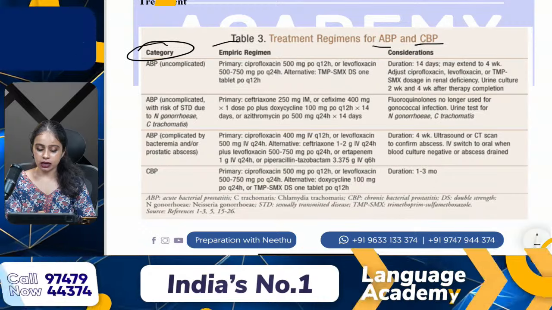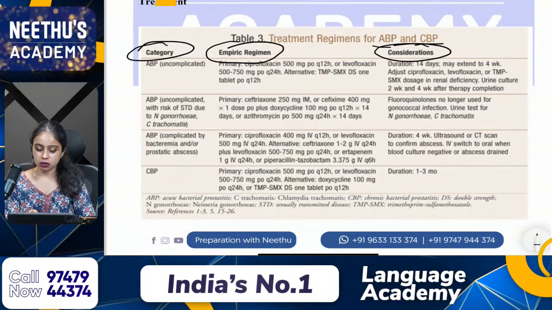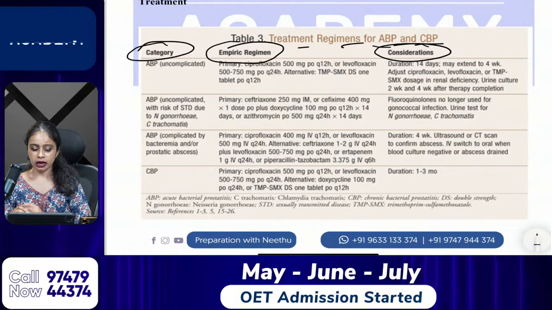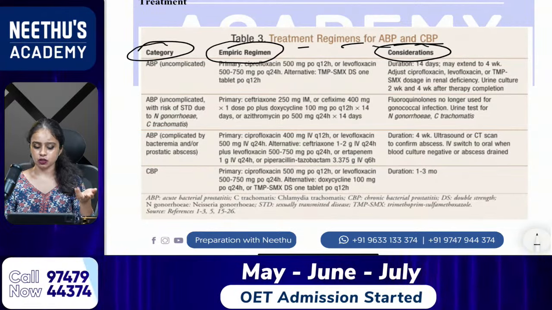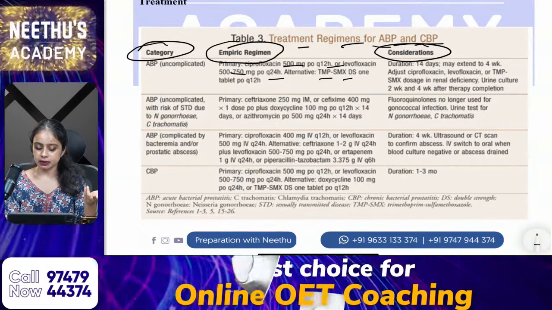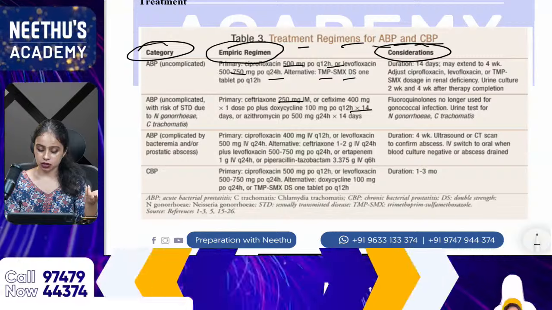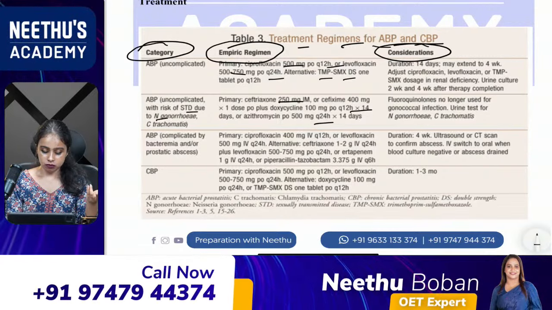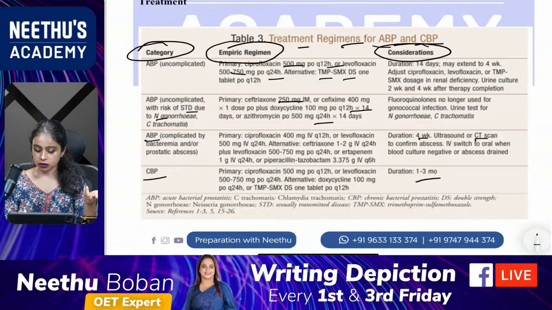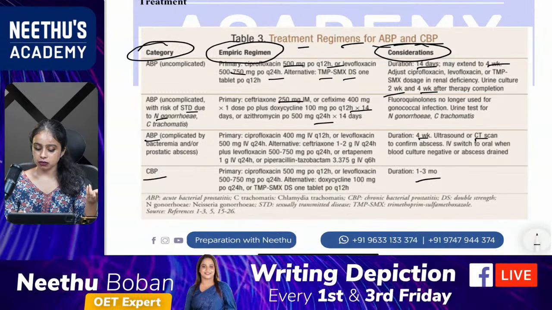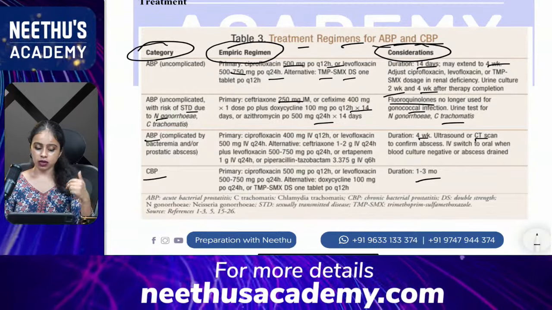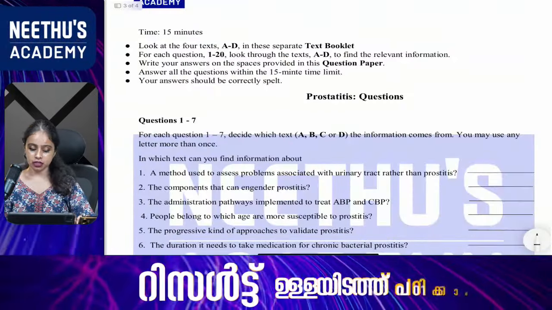So those are the synonyms: category, considerations, empiric regimen. That's all about that. A lot of numbers are mentioned here, so you can mark all the numbers and the symbols as well, every number. That's all about marking the keywords from each paragraph. Now we are moving to the first question.